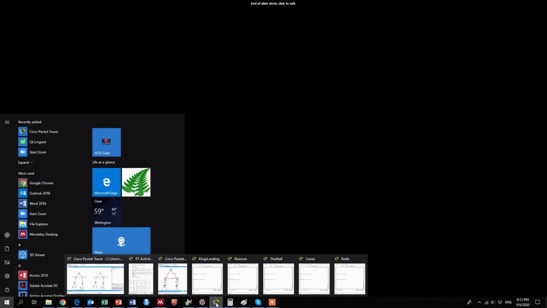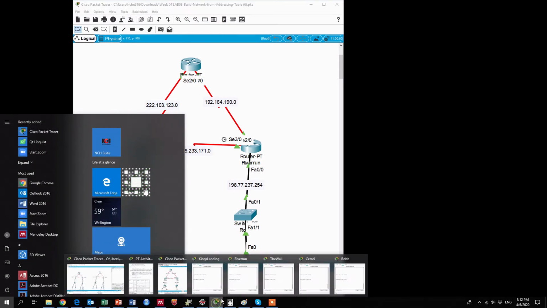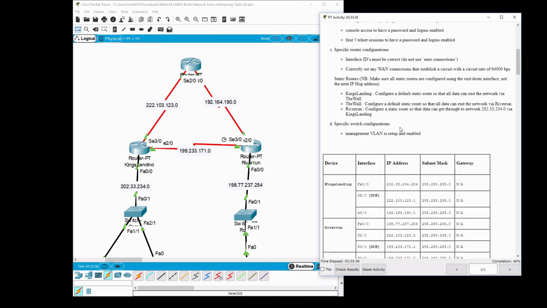Looking at this activity, we see that these are the routers, and the activity file showed us that we need to configure three routes for this network. These are the same, we just need to pay attention to the names, the IP address which is mentioned, and also the interface.